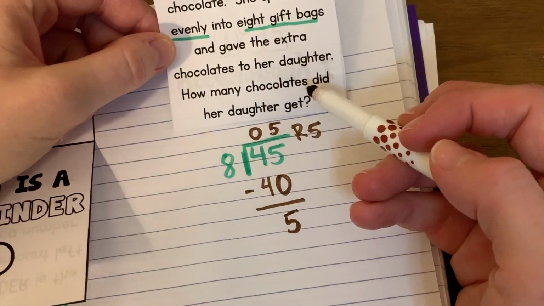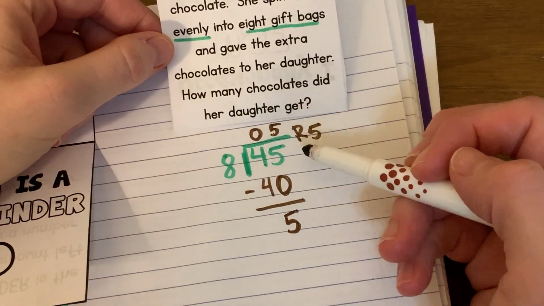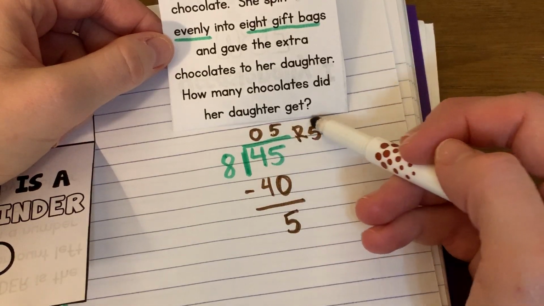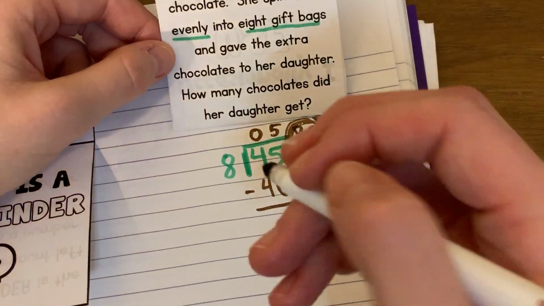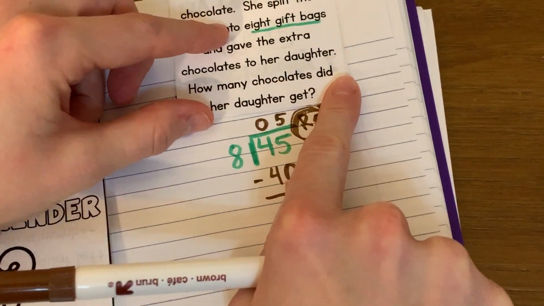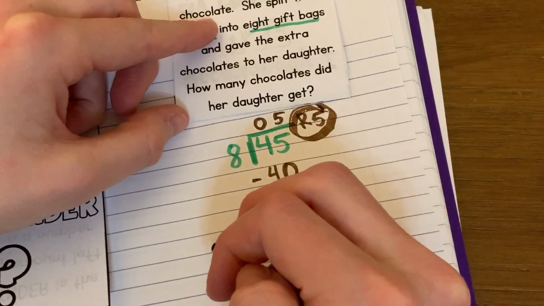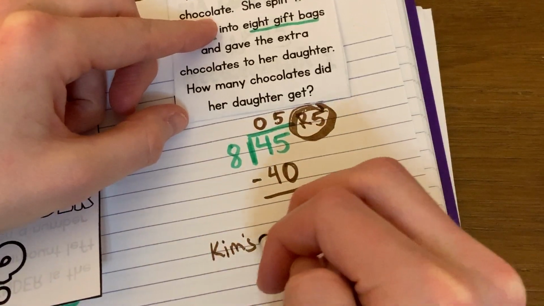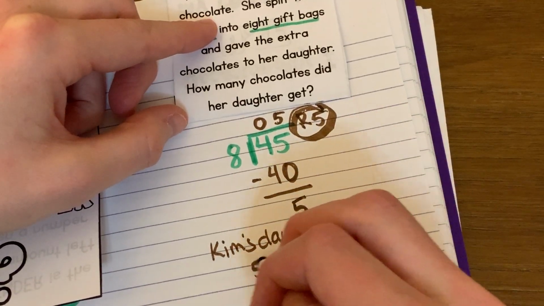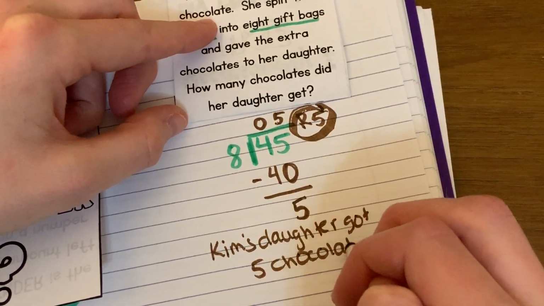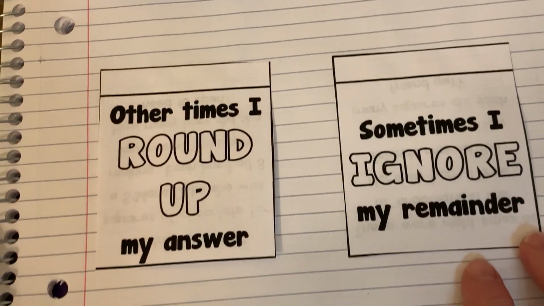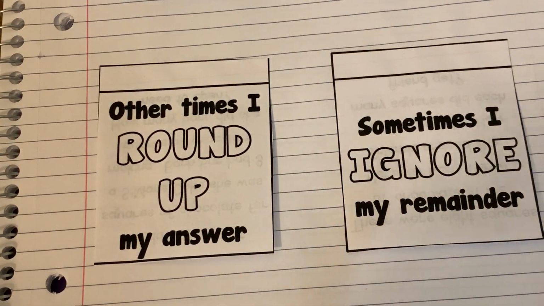So the question wants to know how many chocolates did her daughter get. We don't really care how many went in each bag, but we do care about how many she gave her daughter. So in this case, we're using the remainder. The remainder is the answer. So we're going to say that Kim's daughter got 5 chocolates, because that's what we care about in this case. Okay? So we're going to move on now to other times I round up my answer.